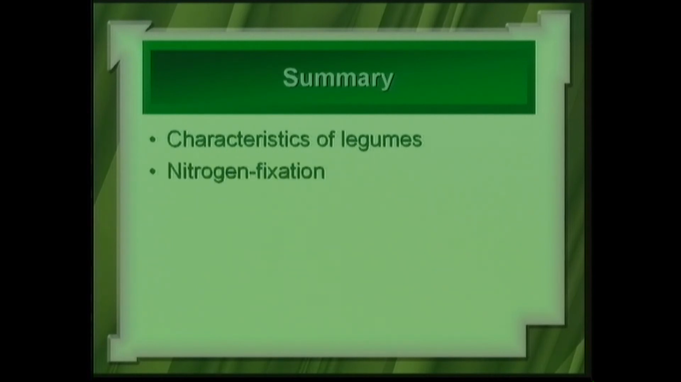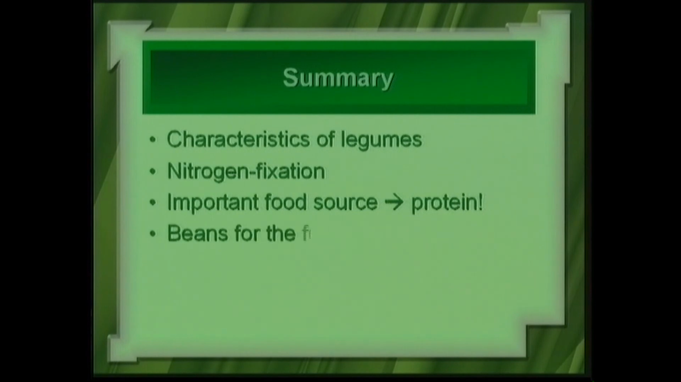Anyway, the summary for today. Those were possible legumes of the future. We talked about characteristics of legumes, as well as a little bit about nitrogen fixation. We talked about legumes as an important food source, because they give us proteins. Very important. And beans for the future, perhaps.